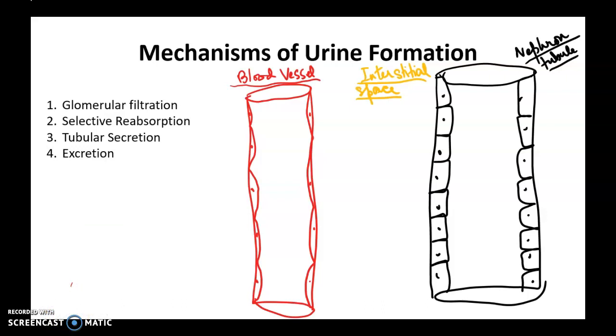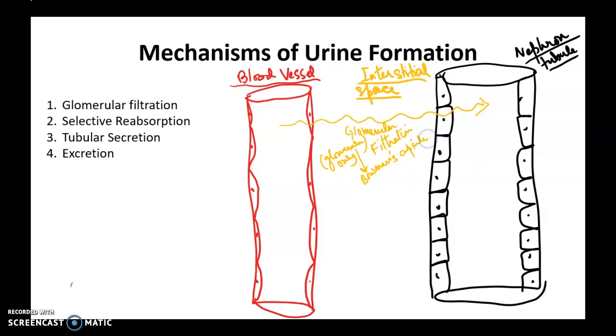So glomerular filtration, things from the blood vessel go to the nephron tubule. This is called glomerular filtration. Where does it take place? Takes place in the glomerulus only. Glomerulus only. And remember, this is a bulk process. So a lot of things are actually filtered out of the glomerulus into the Bowman's capsule.